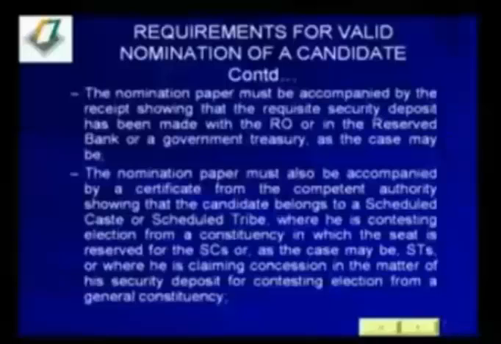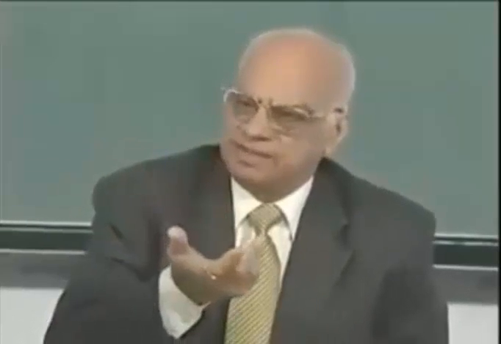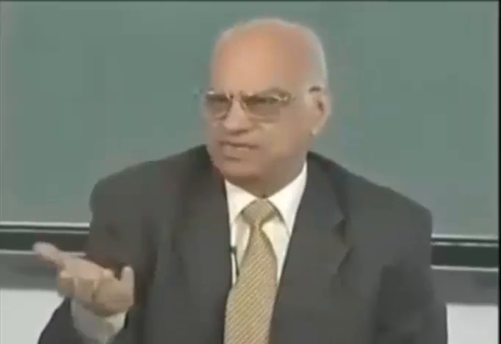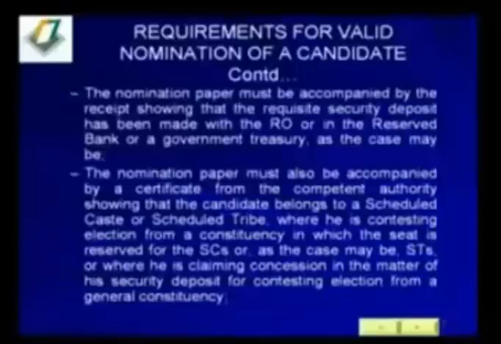Then the security deposit he has made, and he has to enclose that with the nomination paper. Then he must also be complete. Then supposing somebody says I am a SC or ST, so simply a claim by him will not satisfy you. Particularly where he is contesting an election from a reserved constituency, you have to be satisfied that yes, he is a scheduled caste or he is a scheduled tribe. And for that you can insist upon a certificate from the competent authority. And where in a general constituency he claims the concession in the deposit, there also you must be satisfied.